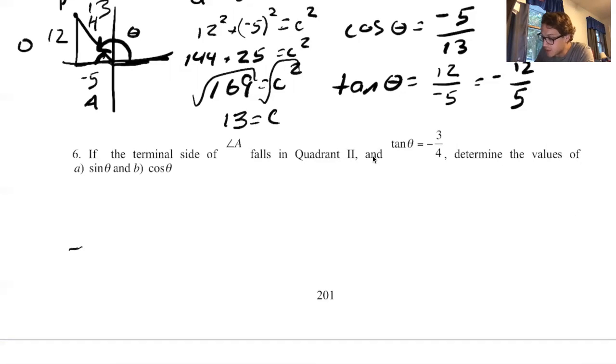It says, if the terminal side of angle A lies in quadrant 2, right? So quadrant 2 is over here, right? Let's just draw the terminal side in that case. And it says the tangent of theta equals -3 over 4. Find sine and cosine. Whenever we're working with the coordinate plane, we always want to set up that little reference triangle like we would have from the unit circle. So always just draw a line from your point, wherever it is, down to the x-axis. And we also have this triangle here, right?